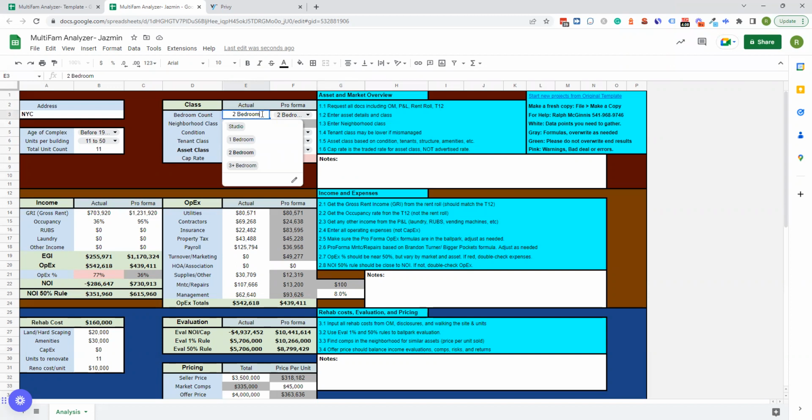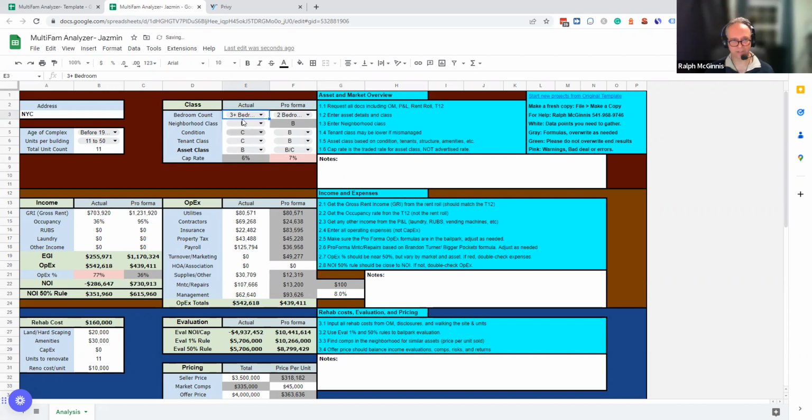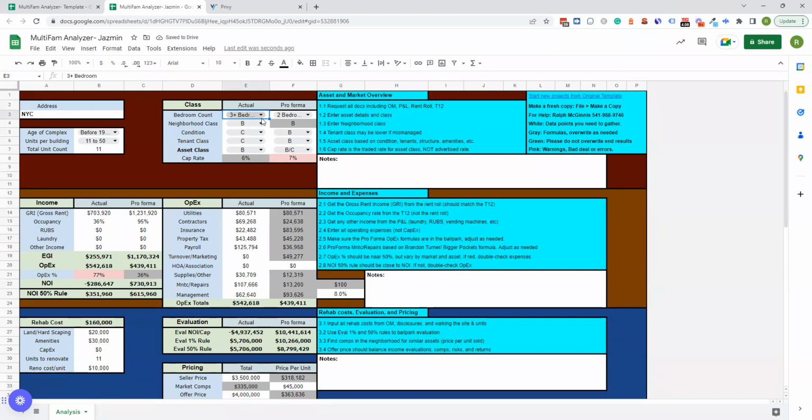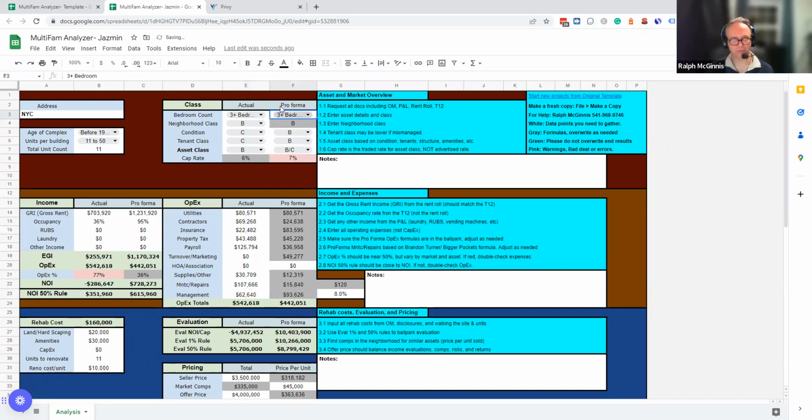And the rest are 3 bedrooms. All right, so I'm gonna click on 3+, because most of them are 3 bedroom. And we're just gonna make the pro forma as well being 3 bedroom. Pro forma means where you want it to land once you're done with the project, once you fix it up, once you get it stabilized.